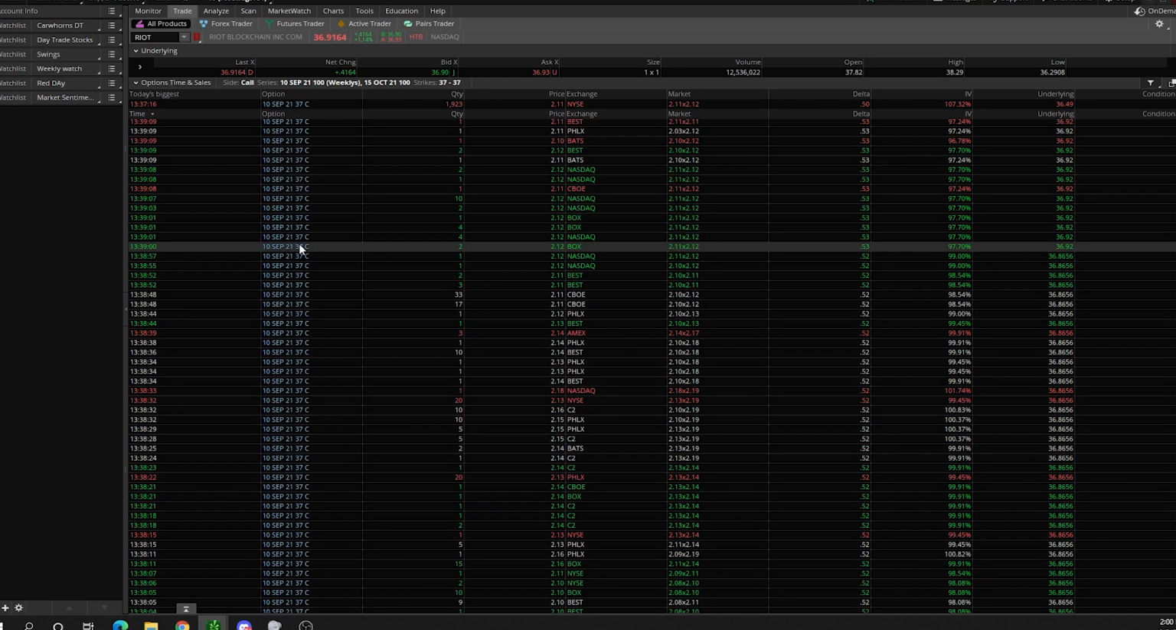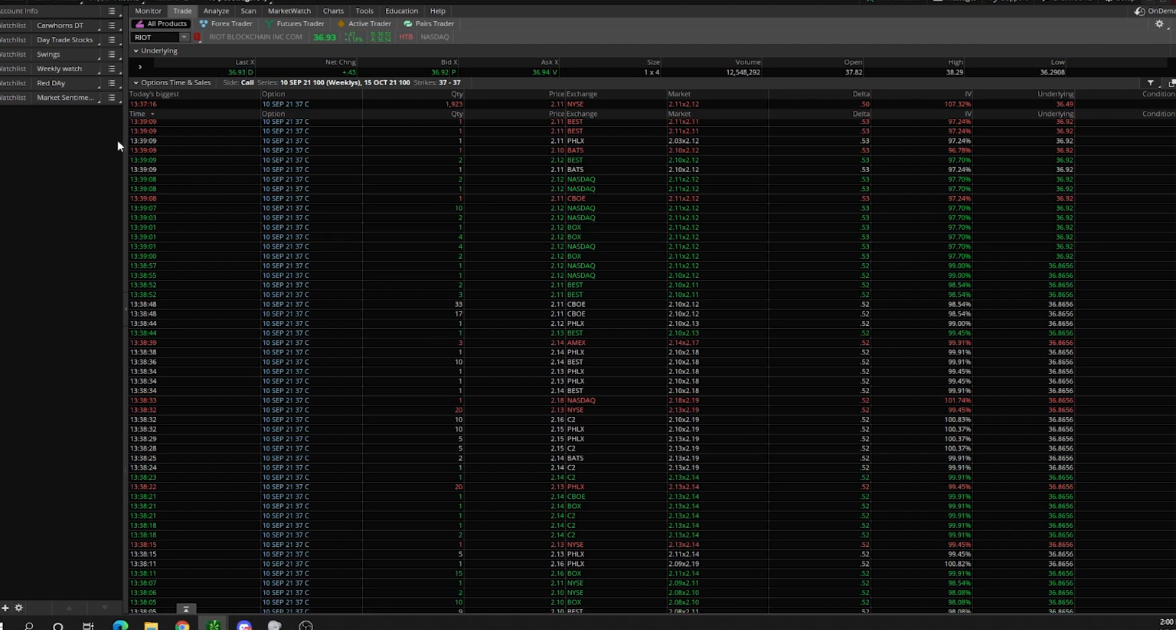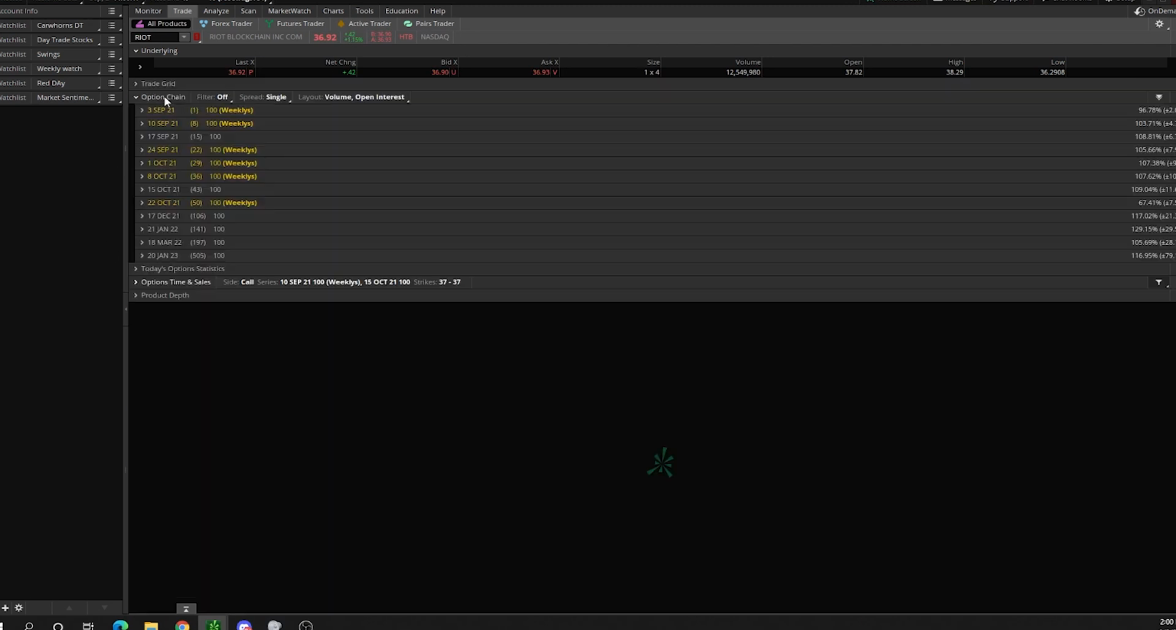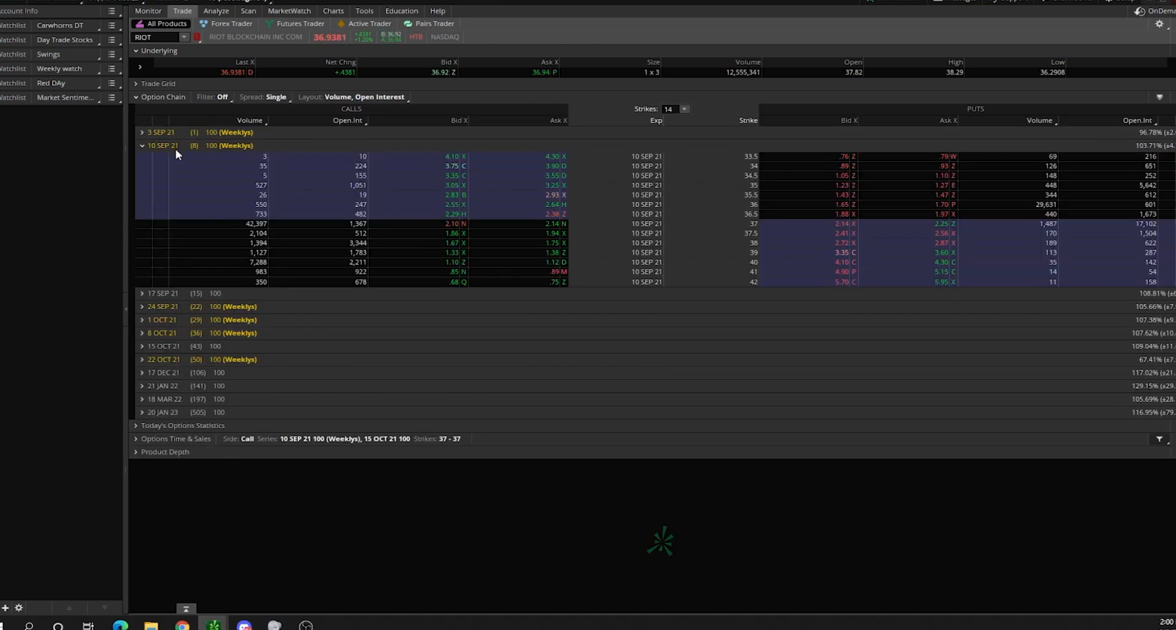So now after you go to your option time and sales and you make sure that they were actually buying these contracts, the next thing you want to do is actually go to the expiration. So these are going to be those September 10th $37 calls. As you can see, the volume today was 42,397. So there was a ton of volume that went into these contracts.